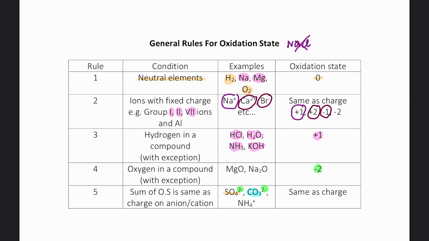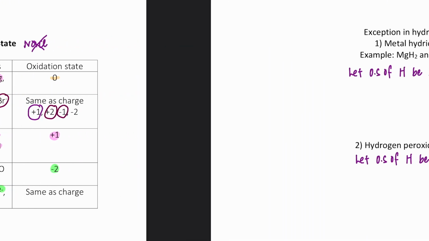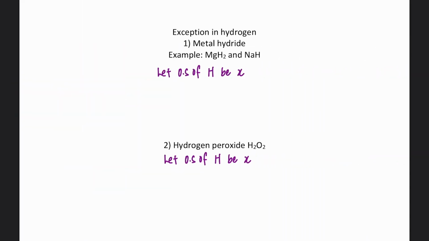So we'll look at the exceptions before we move on to calculate. The first exception is when hydrogen is together with a metal. We call them metal hydrides. An example will be MgH2.